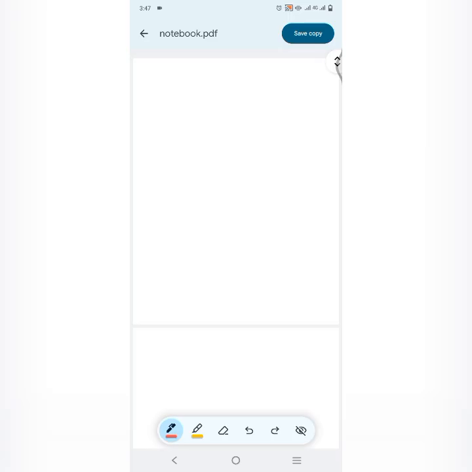Okay, so we are considering logarithm. The topic is logarithm.